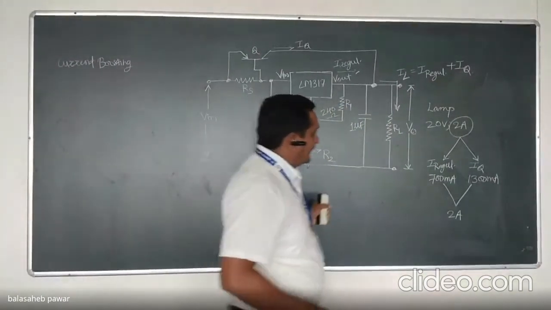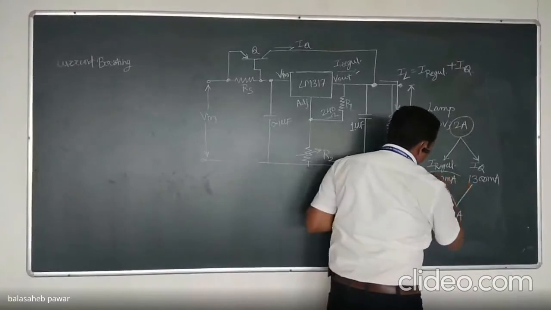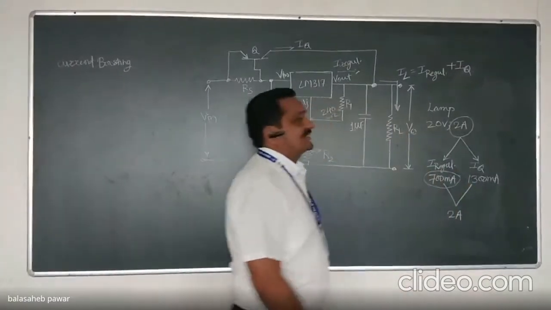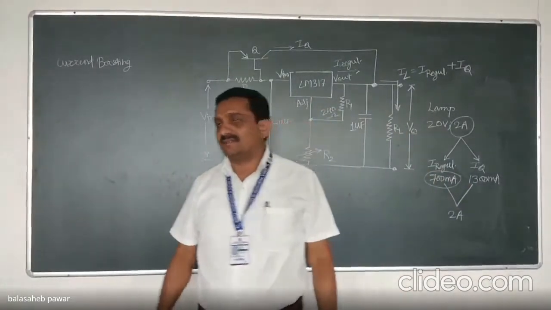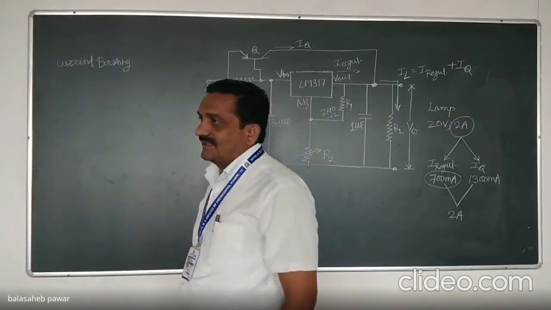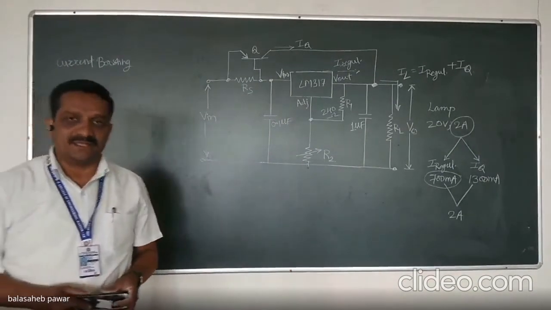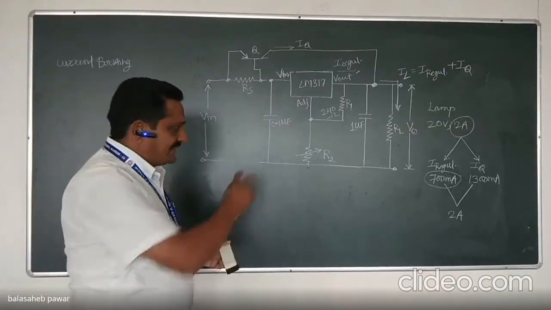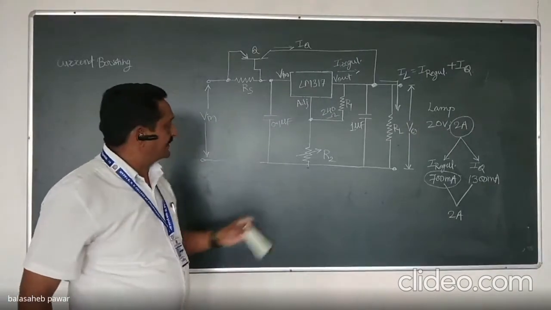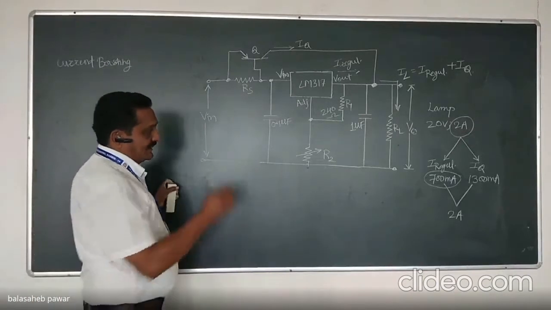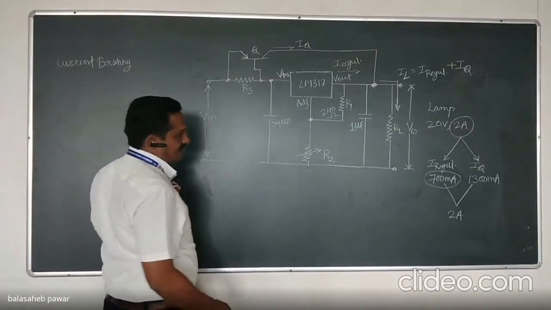So see how it will be possible to limit that regulator current at 700 milliamperes, because as already I said, it can source the maximum current at 1.5 ampere. Okay, we can change this value right now. Purposely I have taken it as 700 milli. Why? That also I will explain now.